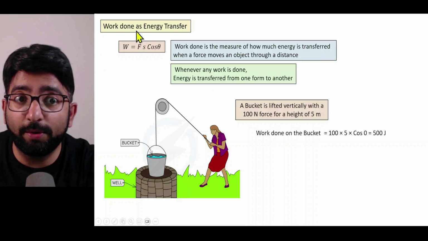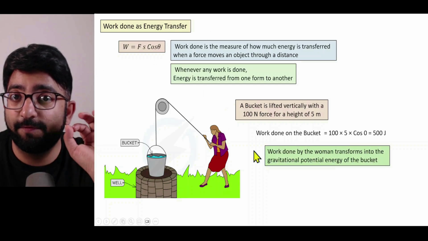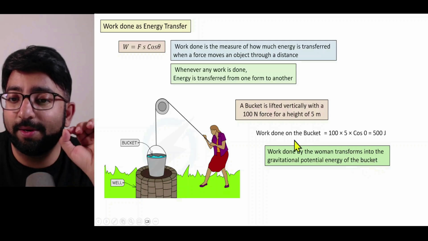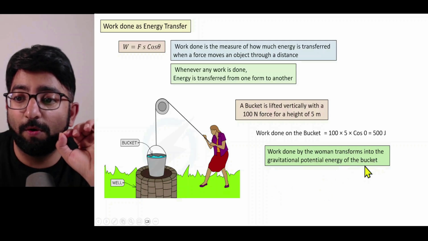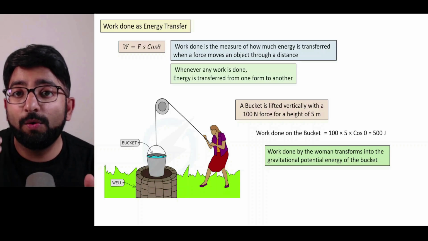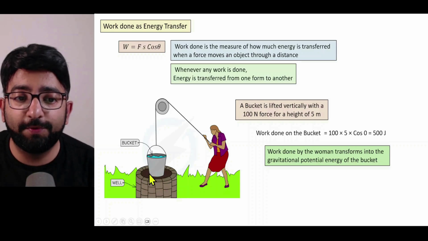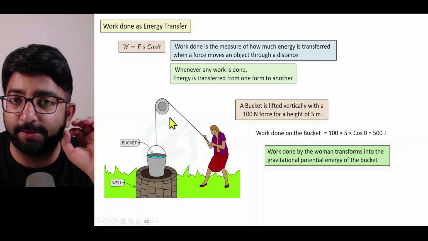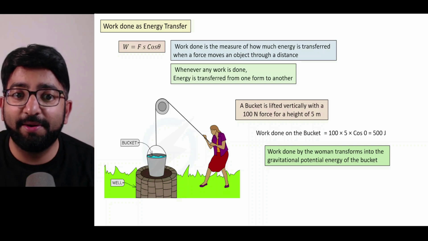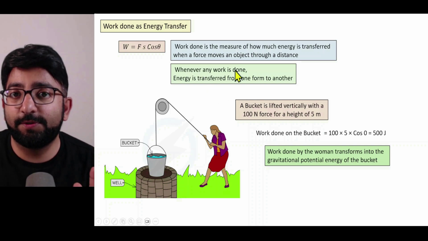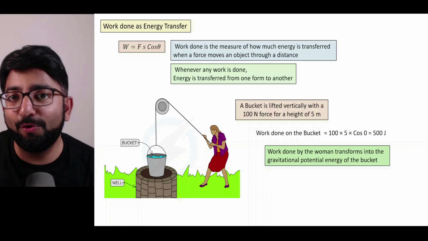And according to this concept of work done as energy transfer, we can say the work done by the woman transforms into the gravitational potential energy of the bucket. So the woman is doing a total work of 500 joules that converts into the potential energy of the object. In this case, the bucket is lifted up by a height of 5 meters. And that is why we discussed earlier that whenever any sort of work is done, it's an energy transfer taking place from one form to another.